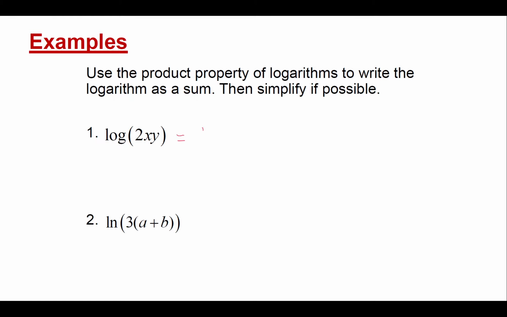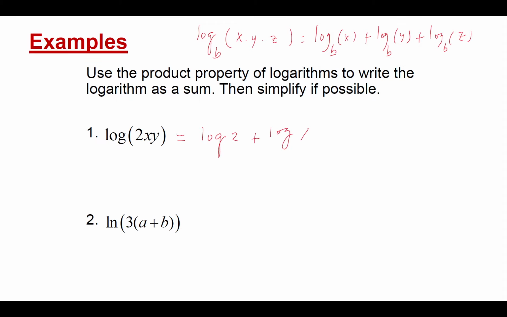So we can use this product property. Remember, product property means log base b of x times y times z times whatever, as many terms as you have, just expand them in terms of log and then apply the product property. So you just have to replace the multiplication by plus. There are three terms, 2 times x times y, so it would be log 2, log x and log y. That is the expanded form.